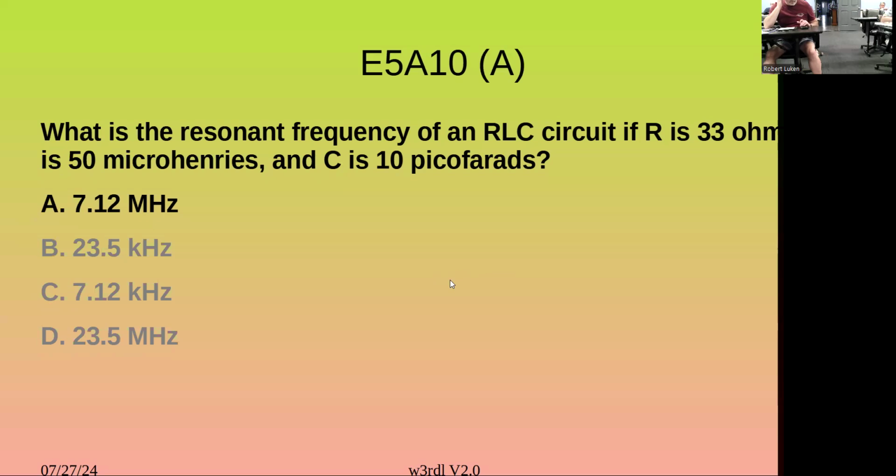7.12, that's what I guessed. Twice as much as the other one, because this was 50 times 10 to the minus 18. The other one was 2,000. So the difference is a quarter, right? And the square root of a quarter is a half. So 1 over a half is times 2. Okay. Anybody follow that?